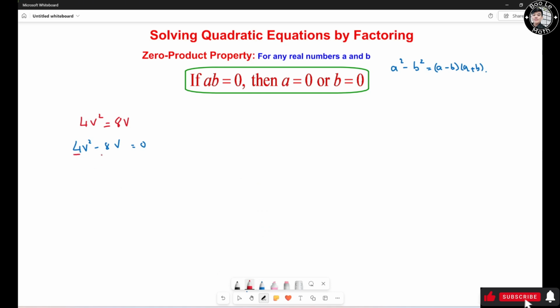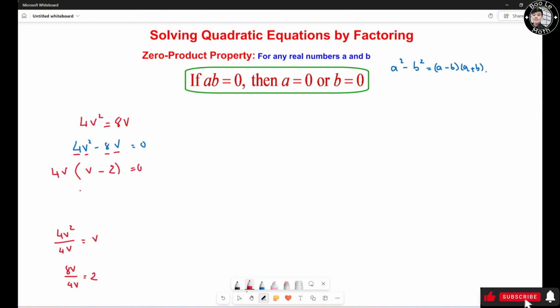So I have the GCF of 4 and 8 right here. It turns out to be 4. The GCF of v squared and v is going to be v, right? So the first term right here, I have 4v squared. I factor 4v out, I have v left, right? So I put v right here. Minus, I have 8v. I factor 4v out, so it turns out to be 2. So it's going to be minus 2, equal to 0.